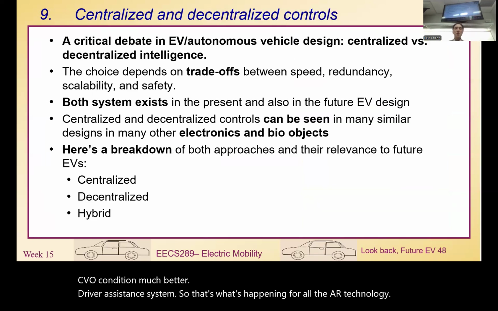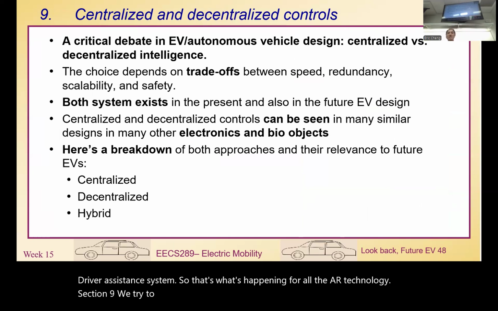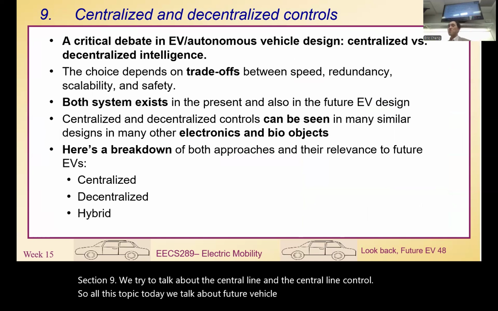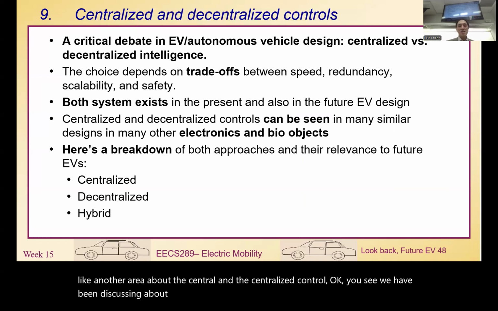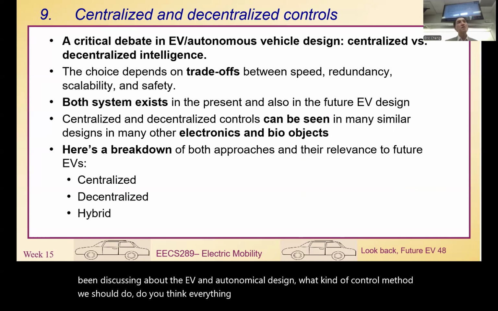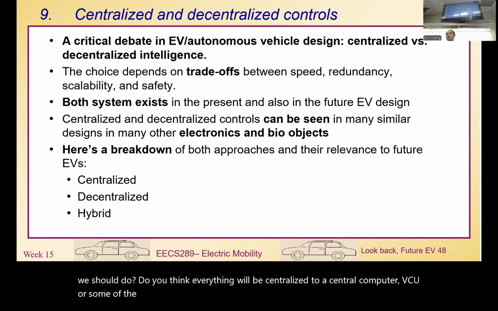In Section 9, we try to talk about centralized and decentralized control. All this topic today, we're talking about the future vehicle, how the future vehicle shall look. Another area is centralized and decentralized control. We have been discussing EV and autonomous vehicle design. What kind of control method should we use? Do you think everything will be centralized to a central computer, the VCU, or can some of the control be performed on the component side?